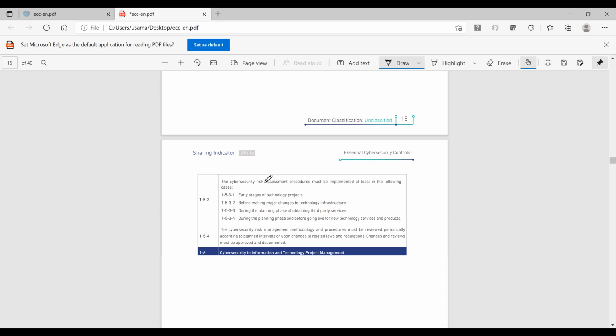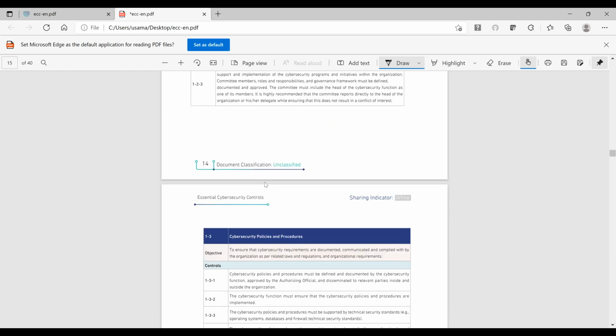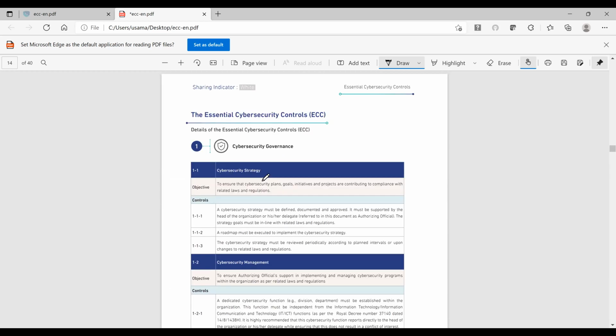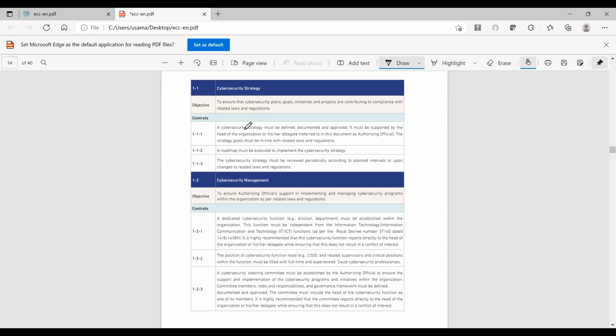Let's start now. This was a quick refreshment for your mind about the structure of the ACC document, and we will start now with the controls and domain number 1.